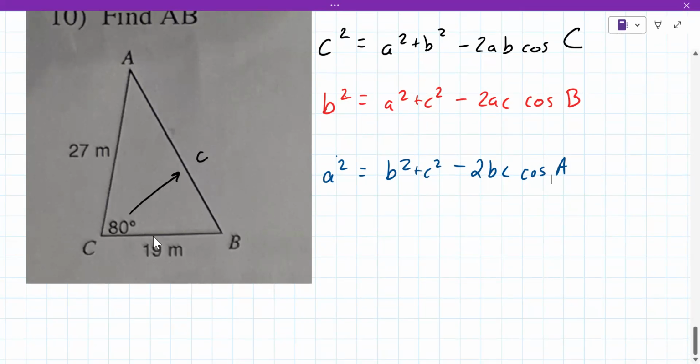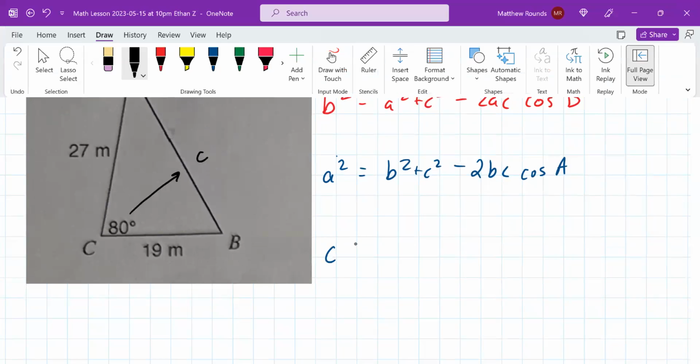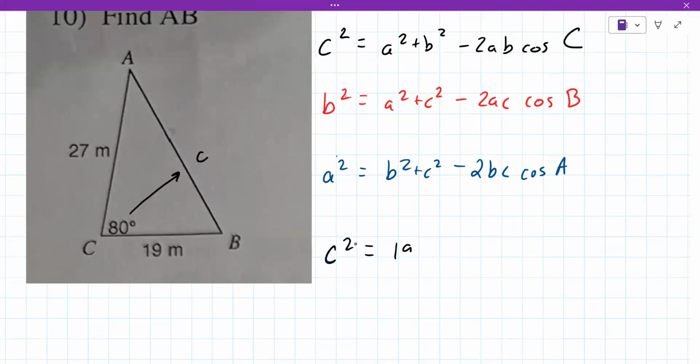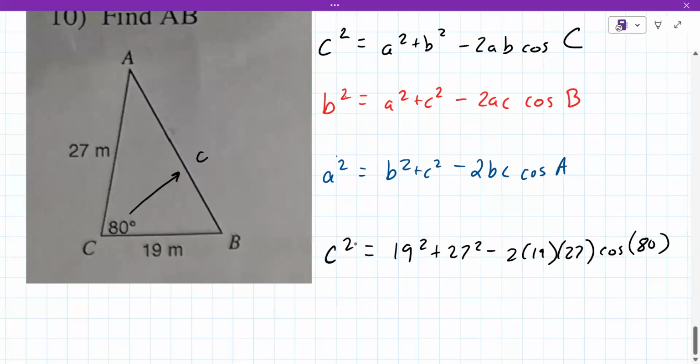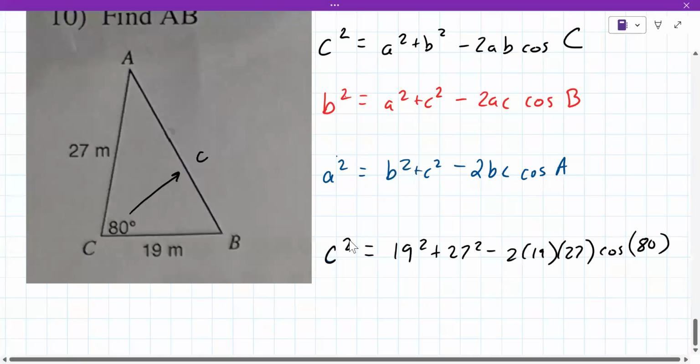You have some choices here. You can start putting the numbers in, which is probably a good idea here. So let's go with that. C squared equals, it doesn't matter the order, 19 squared plus 27 squared minus 2 times 19 times 27, cosine of 80. So you want to be able to get all this into your calculator. You do have to remember to take a square root and think about your answer reasonably, like 27 to 19. I don't know what this is, but it's not going to be huge. It's going to be like 50. It's not going to be 2,500. So the square root's important here.